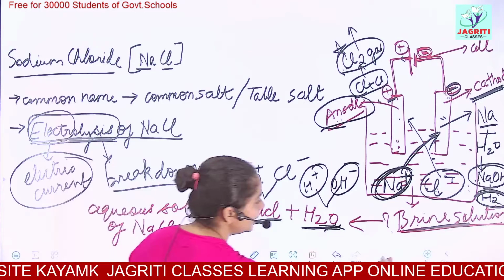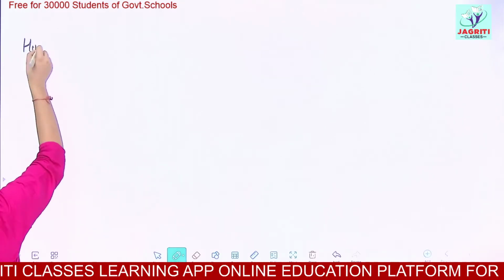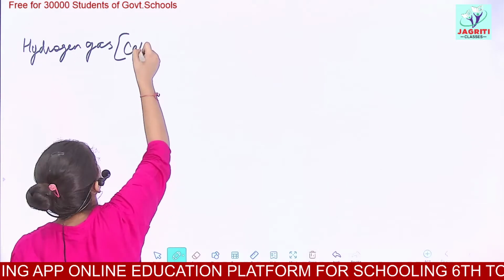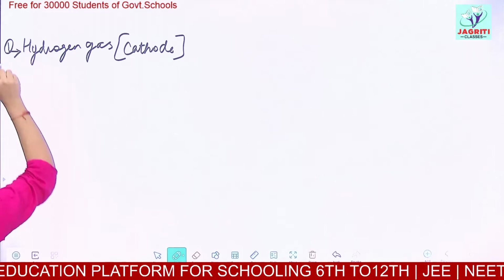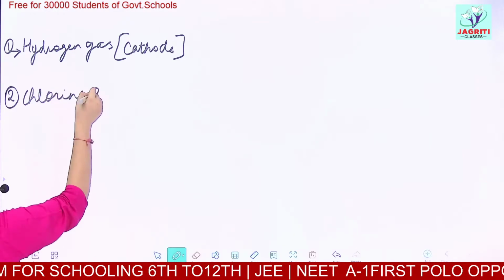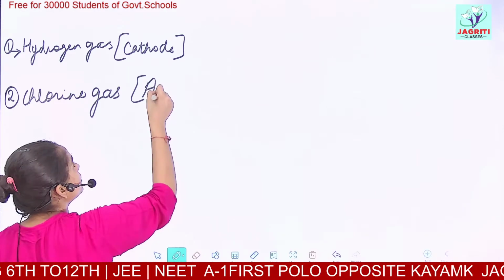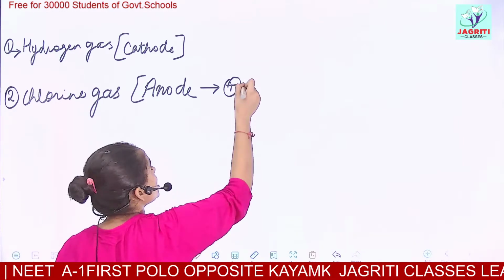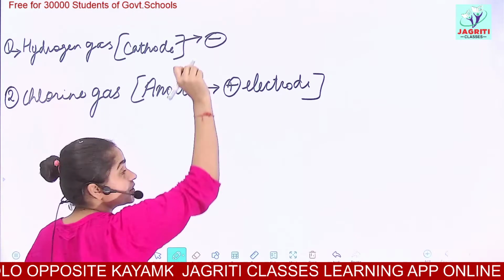So now we'll discuss some uses of our three main products formed. What were our three products? Our products were hydrogen gas, which was formed at cathode. This was our first product. Then the second product was Cl2 gas, chlorine gas. And where was this chlorine gas evolved? It was released at our positive terminal, that is anode. Always remember, anode is our positively charged electrode and cathode was our negatively charged electrode.